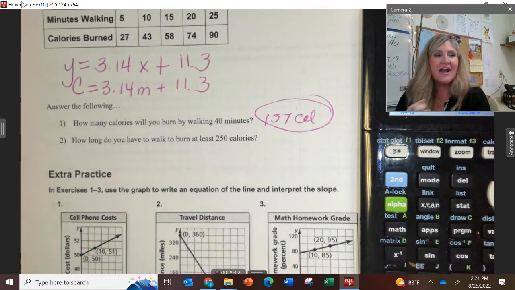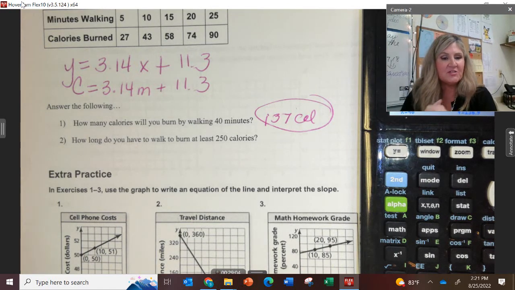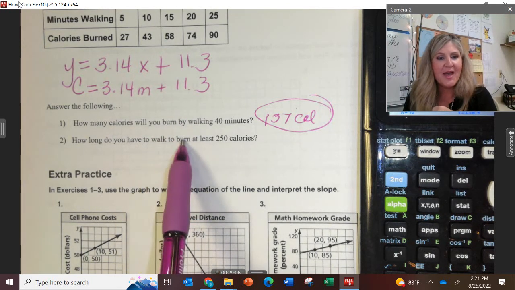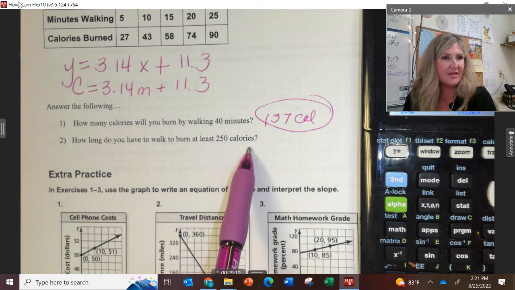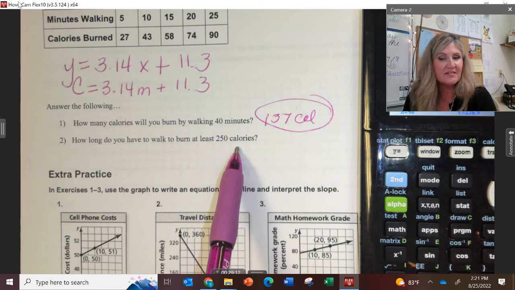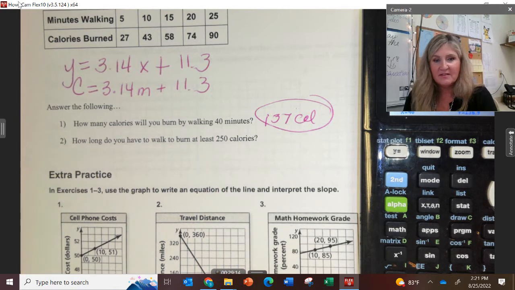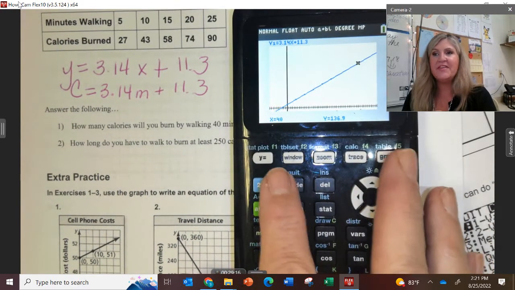Last question, guys. This is it. We're going to stop here after this one. How long do you have to walk to burn at least 250 calories? At least. What's one thing I could do?